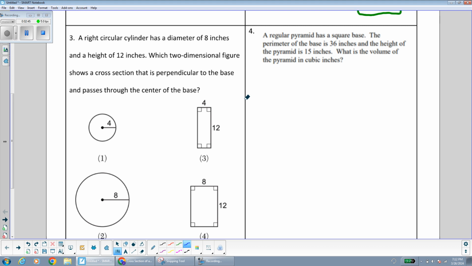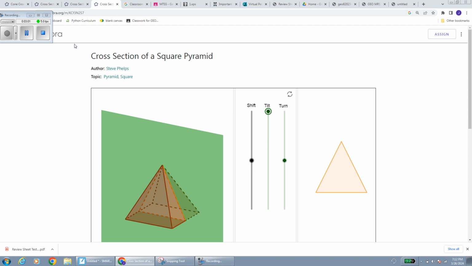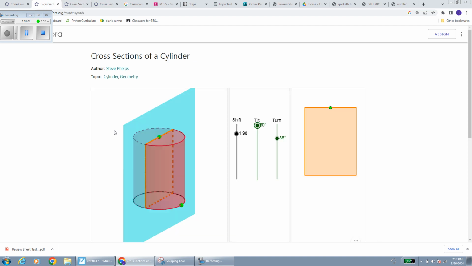Over here, we have a right circular cylinder with a diameter, and we are taking a cross section that is perpendicular to the base and passes through the center of the base. So let me just get a visual here so we can see what's going on. As you can see here, this cross section that I had up before is perpendicular to the base and passes through the center of the base. And notice what shape it is. It is a rectangle, so that knocks out answer choices 1 and 2.